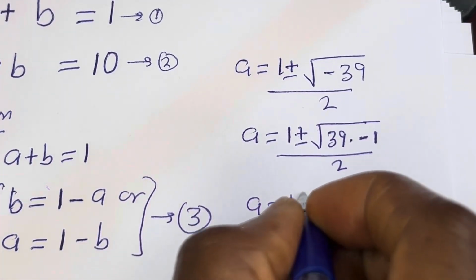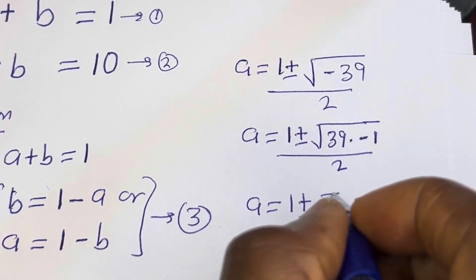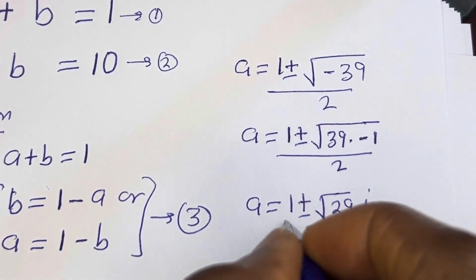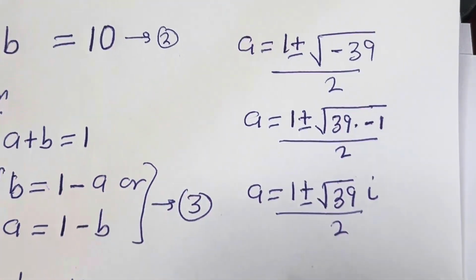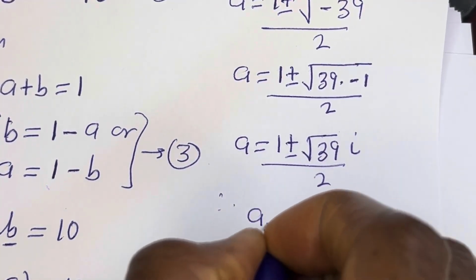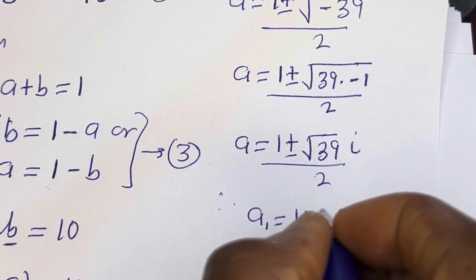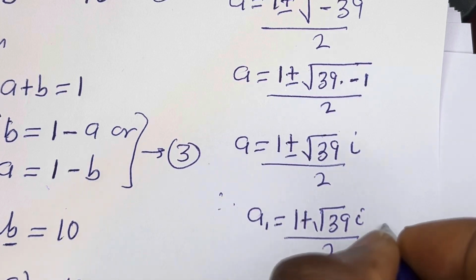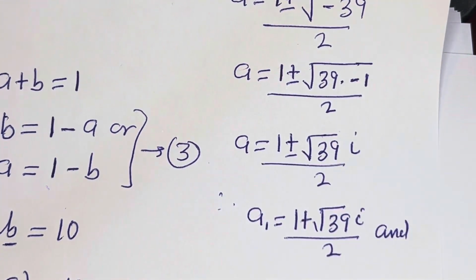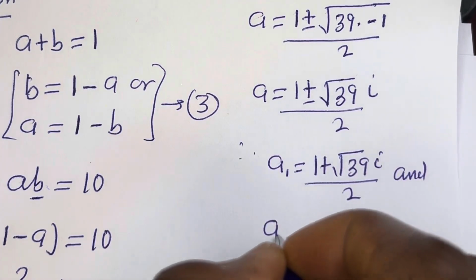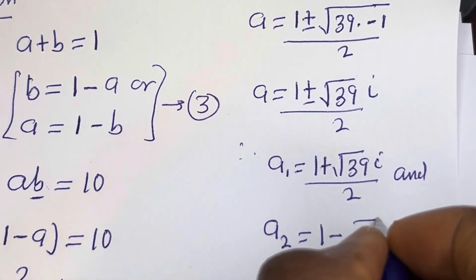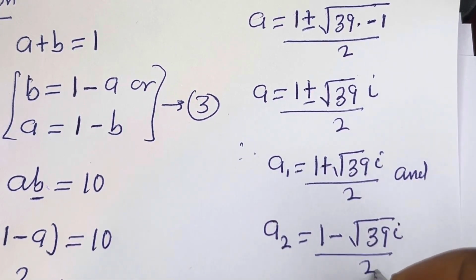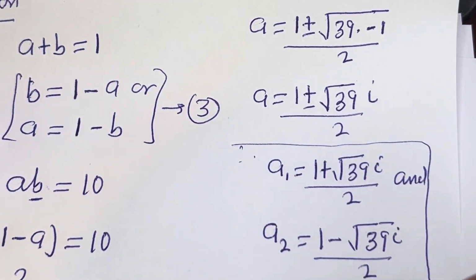a is equal to 1 plus or minus square root of 39, square root of minus 1 is i, over 2. Therefore, a1 is equal to 1 plus square root of 39i over 2, and a2 is equal to 1 minus square root of 39i over 2. These are the values of a. We've got the value of a.